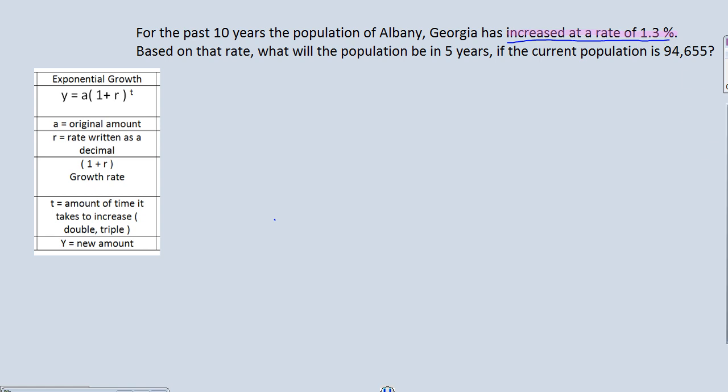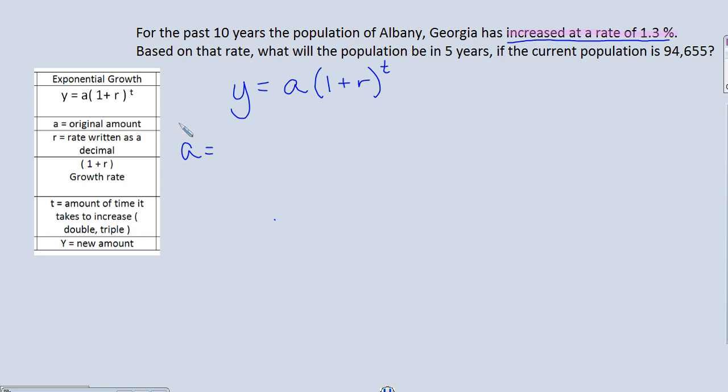Alright, so let's identify what we need to know. We have this equation, y equals, notice we're not talking about P anymore. Alright, so remember, write the formula each time. We've got to memorize these things. We need to know a. A is our starting value.